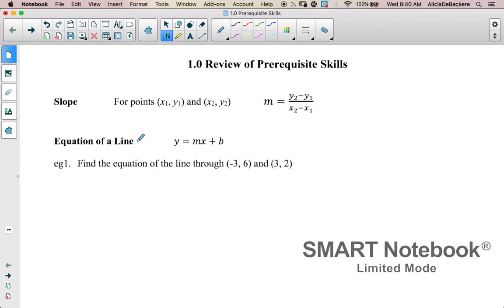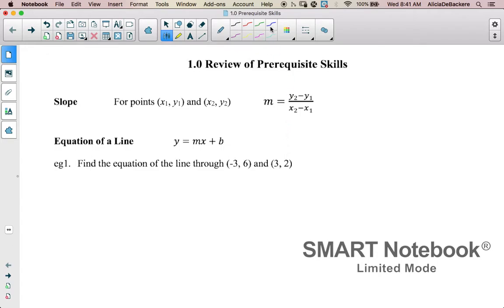For the equation of a line, we use the form y equals mx plus b, and we're going to do stuff like this as a step within our calculus questions. Finding the equation of the line will be like the last step in some of our calculus questions. So for the first one, we're going to find the equation of a line, and we're given 2 points here, x1, y1, and x2, y2.